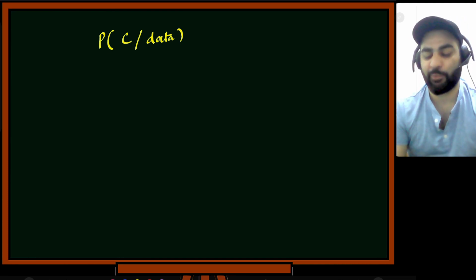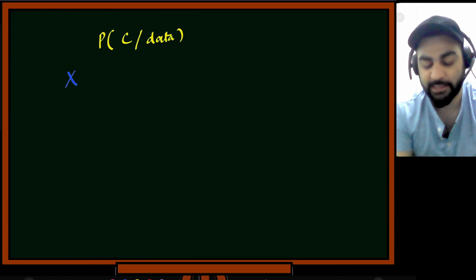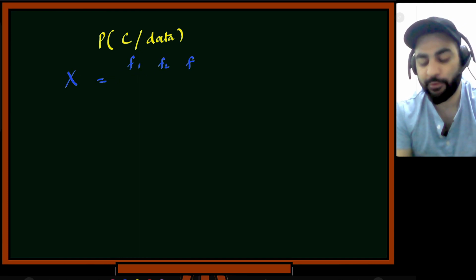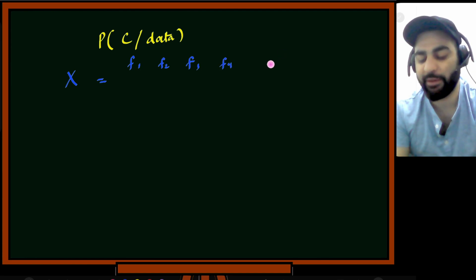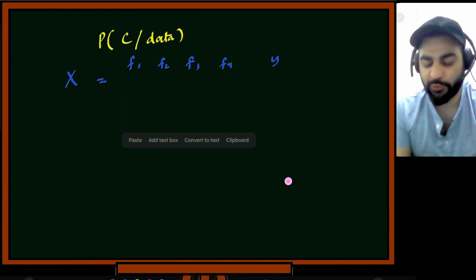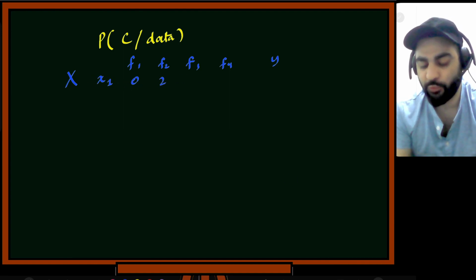So you'll have a data point. So let's now define how data is there. Okay, data will be like this. You will have a matrix X. In that you will have some features, F1, F2, F3, F4, something like this, and then you will have a label. Let's call that Y. Okay, and this will be one data point. So X1 will be our first data point. X1 will be like this, 0, 2, 4, 1, something like this.